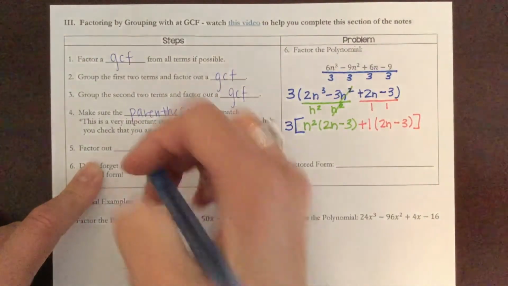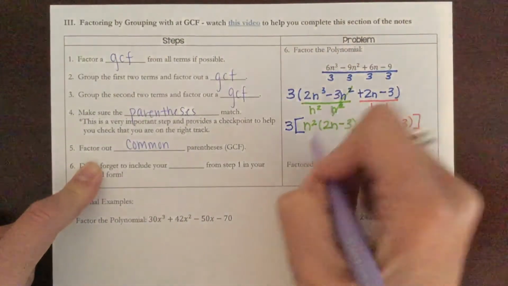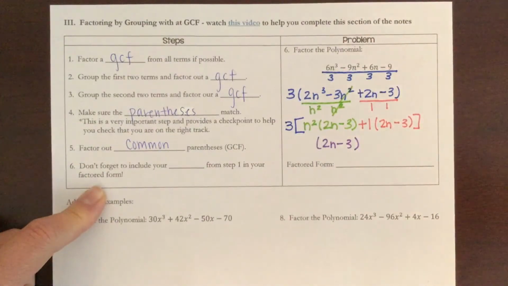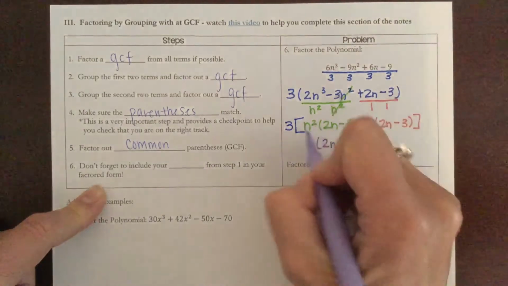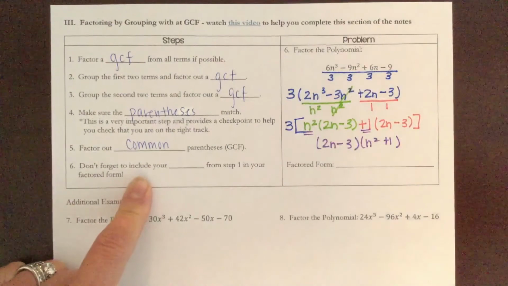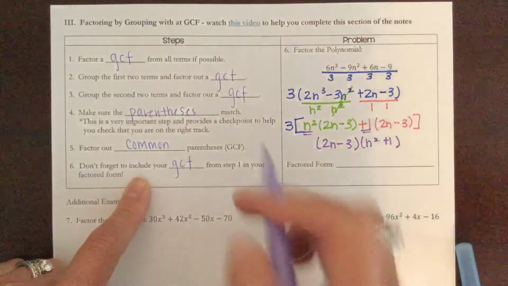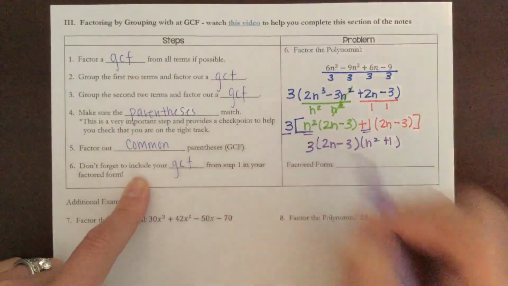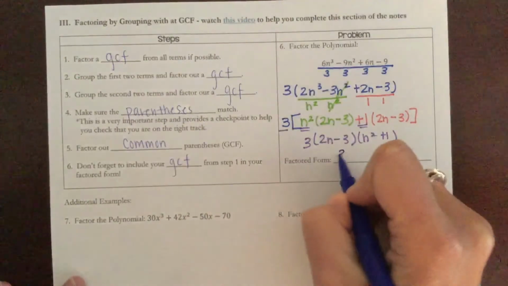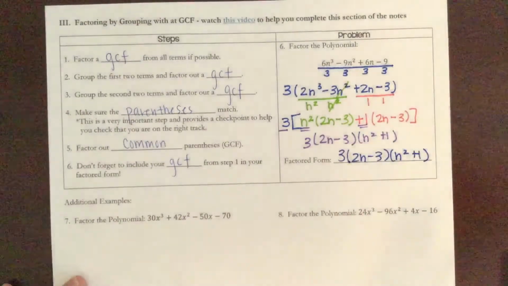So we are now going to factor out the common parentheses, which in this case is 2n minus 3. And what's left over is our n squared plus 1. We don't want to forget to include our GCF from step number 1, so we need to make sure that we write this original 3 down in front. So our final factored form is 3 times 2n minus 3 times n squared plus 1.